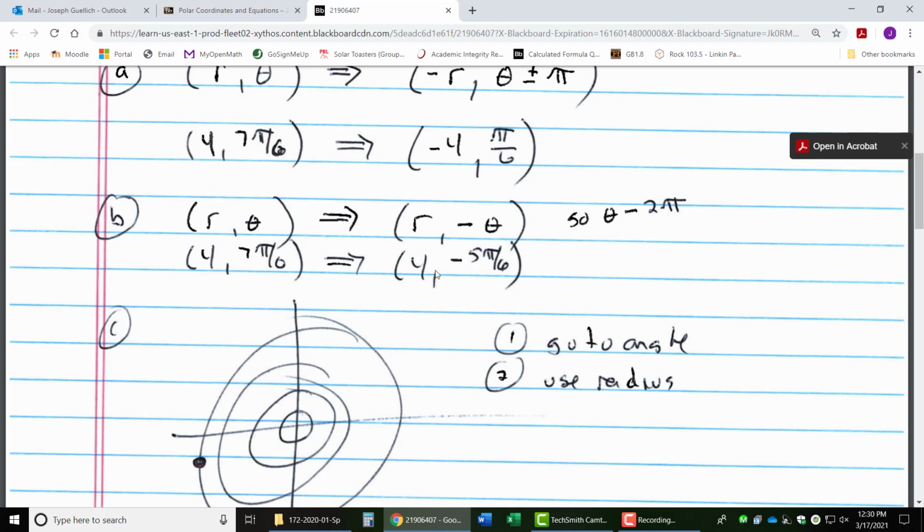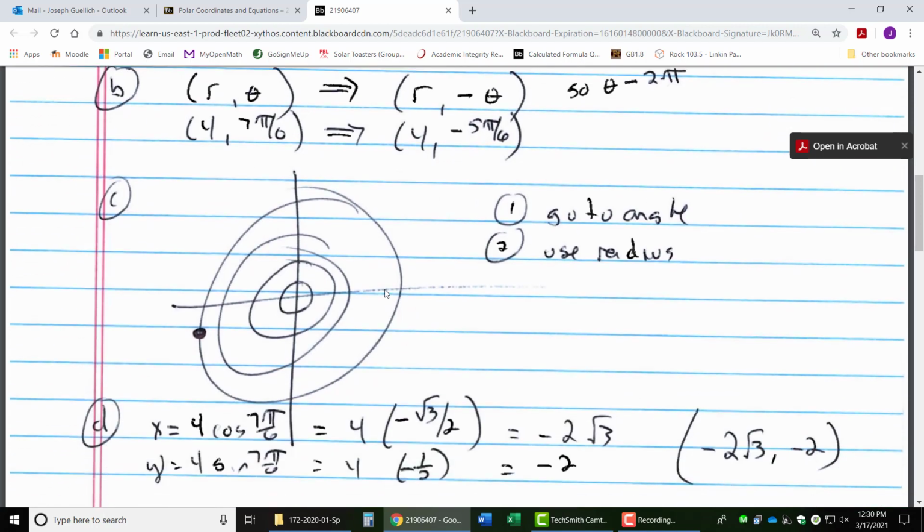The part B point, start with the angle. It's negative 5 pi over 6, and put the point right there. So any of these variations gets the same point in the same spot there.